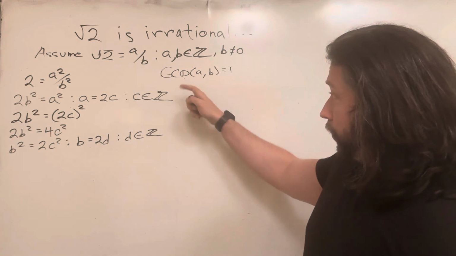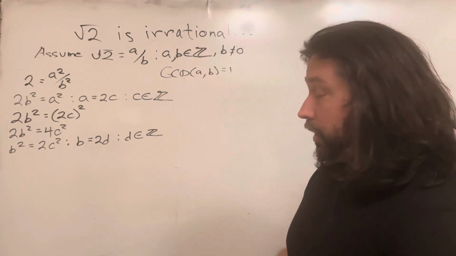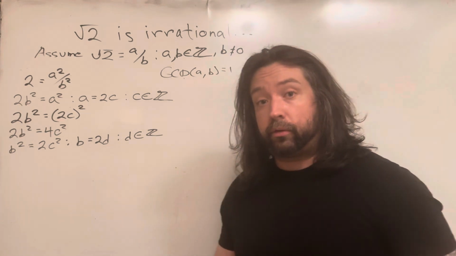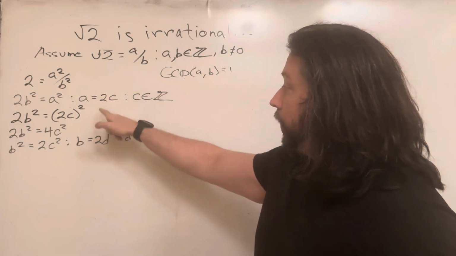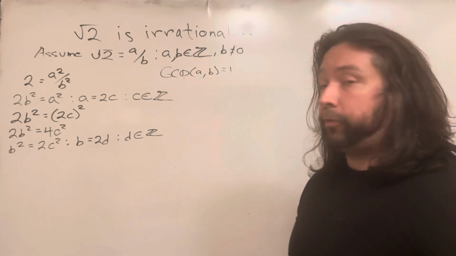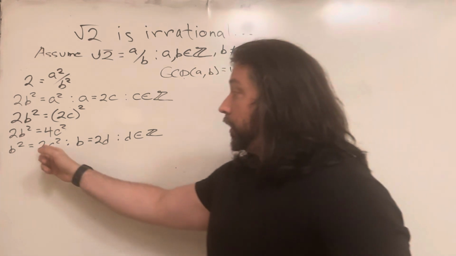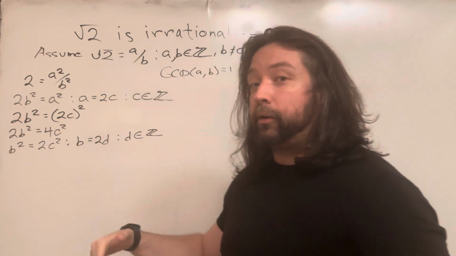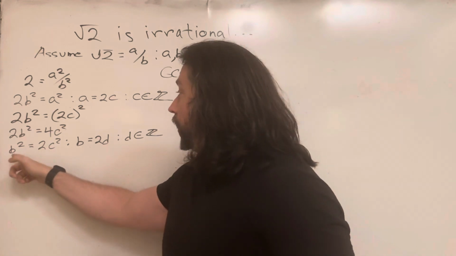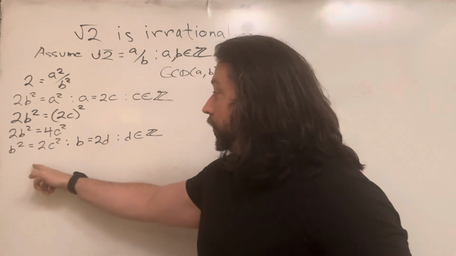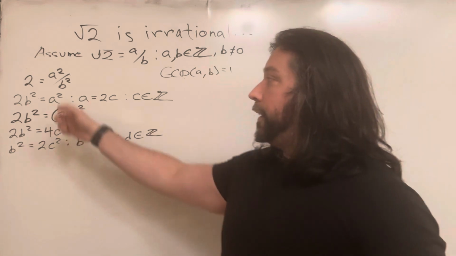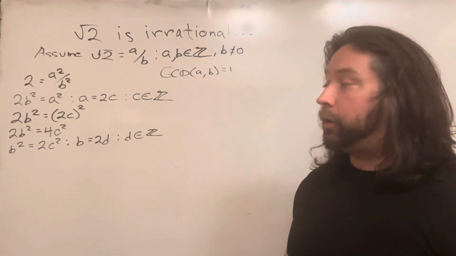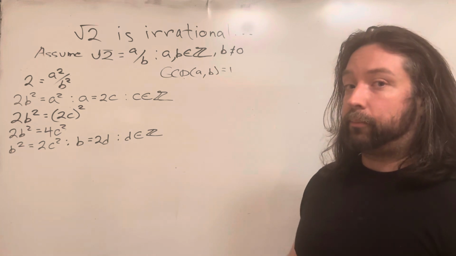Remember, we assumed that a and b were reduced, right? So they shared no common factor, but notice a and b both share a factor of 2. And in fact, this will go on forever, because now I can say, okay, well, I replace b with this, and then it will turn out that d must be divisible by 2. This pattern goes on forever, and this is the contradiction, right?